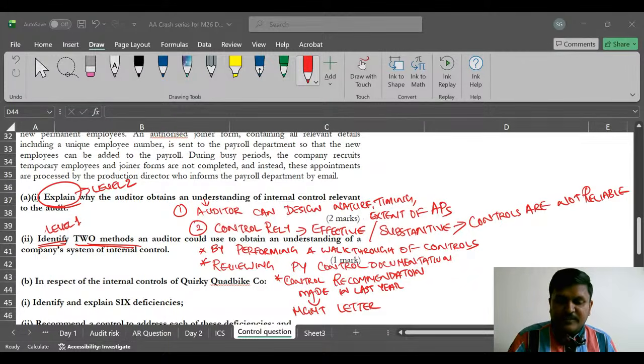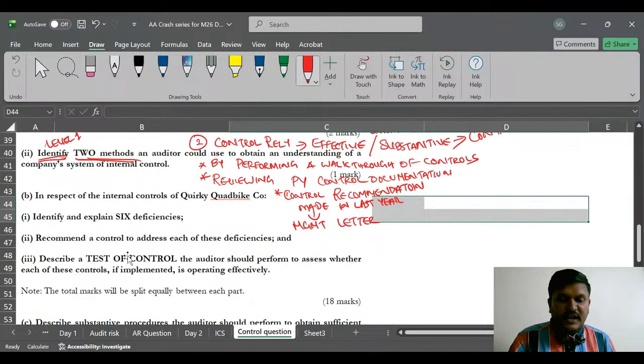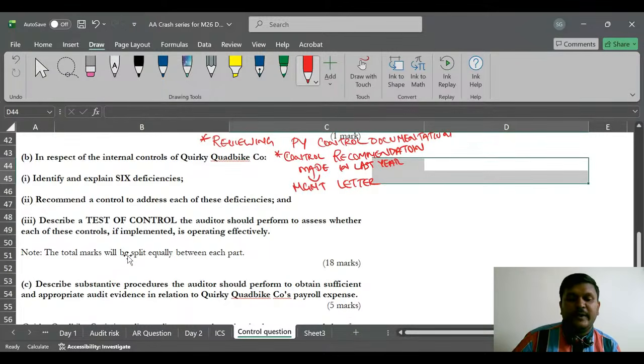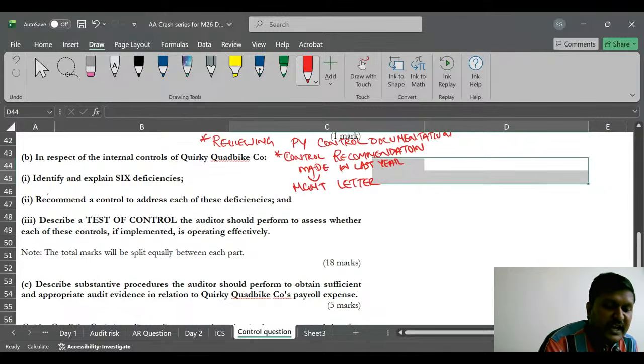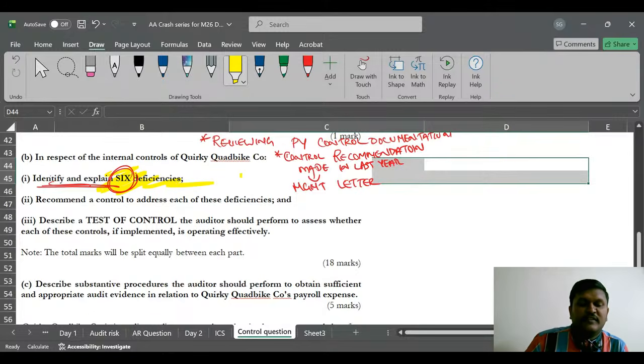Okay, so the next aspect is the major question. 3 marks are now gone from here. Now you can see, in respect of the internal controls of Quirky Quad Bike Company, identify and explain 6 deficiencies. There are 2 verbs coming. If you identify, half a mark will come. Another half mark is for explaining each deficiency with why and impact. So you need to go for 6 deficiencies.